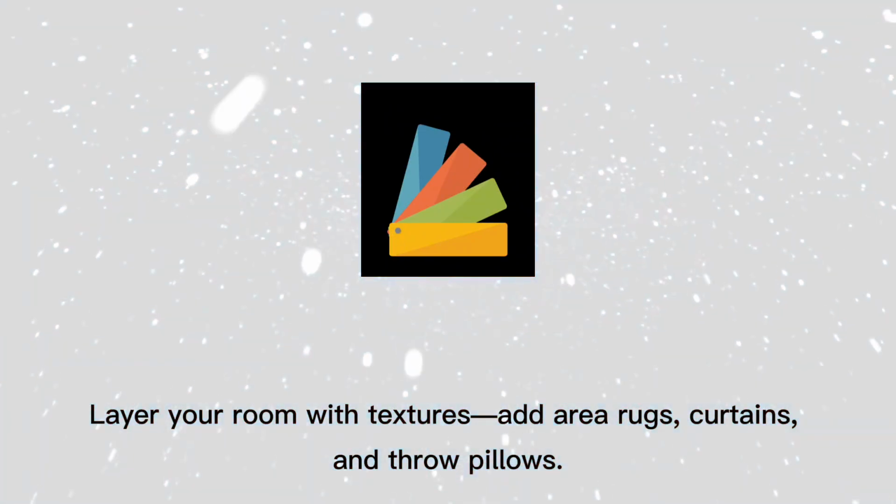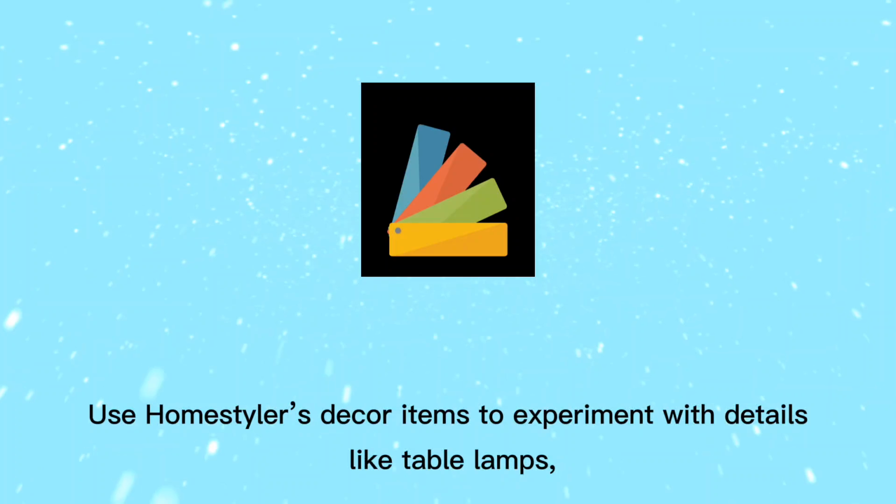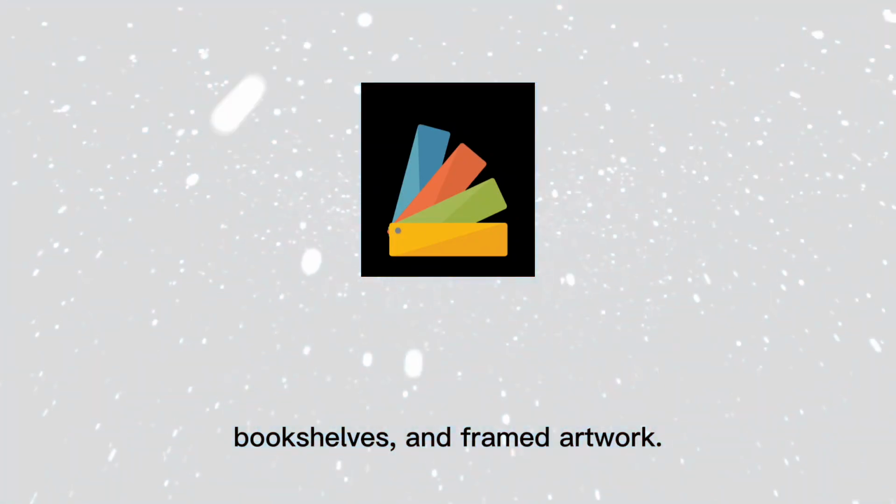Layer your room with textures. Add area rugs, curtains, and throw pillows. Use Homestyler's decor items to experiment with details like table lamps, bookshelves, and framed artwork.